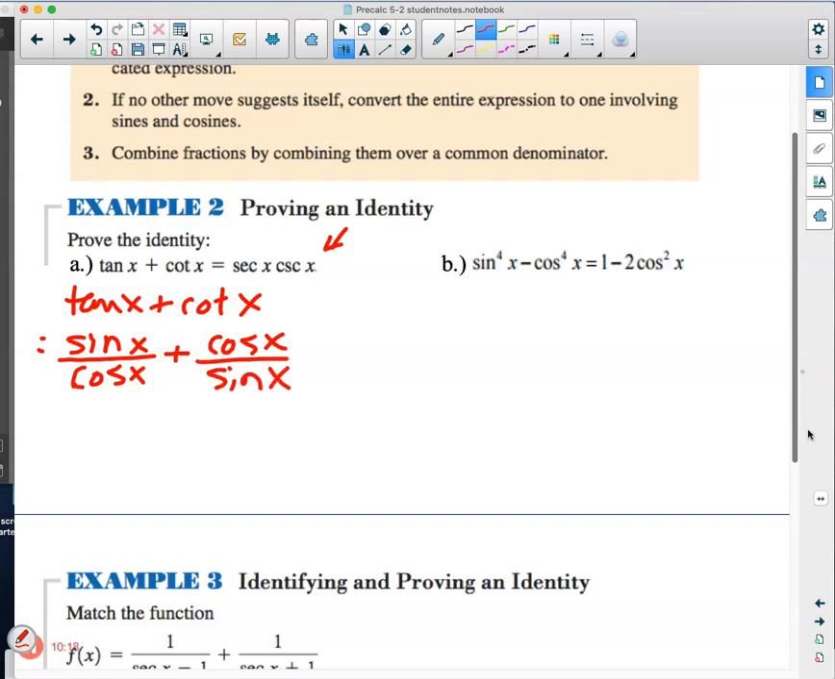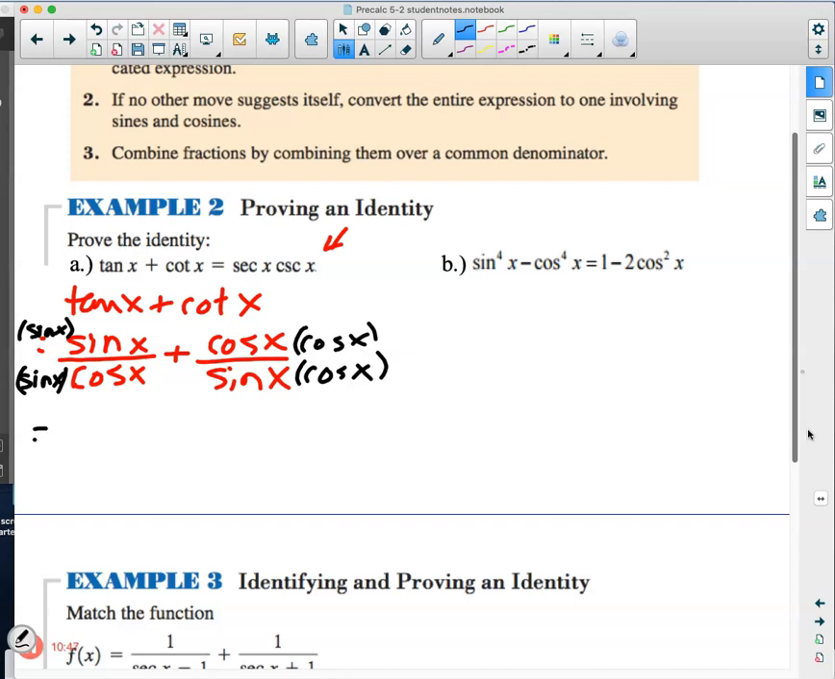over sine of x. Now if I want to get those together so I can actually do the addition, I have to find a least common denominator. And my least common denominator for these is going to be both cosine of x and sine of x. So this one will need a sine of x on the top and the bottom. And this one will need a cosine of x on the top and the bottom.